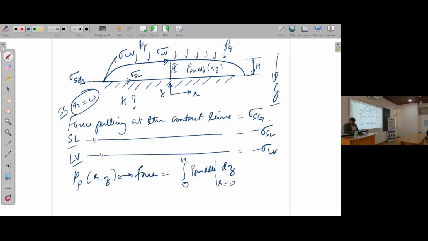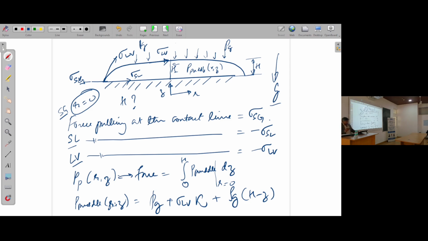So P puddle (r, z) can be written as, obviously there is the effect of gas, PG, plus there is also a surface tension force acting on the system. So you'll have some sigma LV times curvature. Okay, that is your pressure force. Plus, obviously, you will also have the effect of the hydrostatic head, which is basically rho g times (h minus z), depending upon which point you're looking at and what axis you're looking at. Okay.